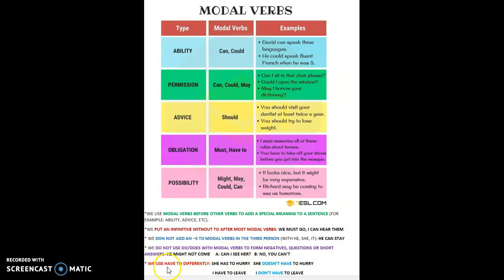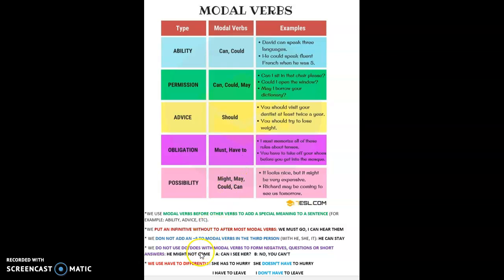The one that is different is have to. I told you that it was connected to obligation, but not a strong obligation, more like a necessity. Why is it different? Well, first of all, because it is followed by to. Can, should, must, might, may, could aren't followed by to. But have to is followed by to, the infinitive to.